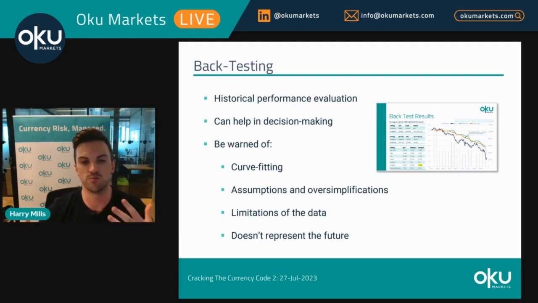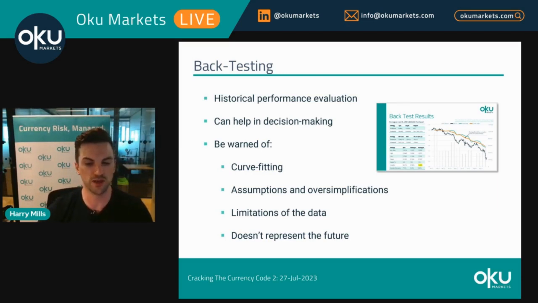I think it's really useful in decision making. So you can look at a previous year and you could say, well, we know how we did act. If we'd have taken this approach, would we have changed our behaviors? Would it have made a difference? But please be careful and please be warned of curve fitting.